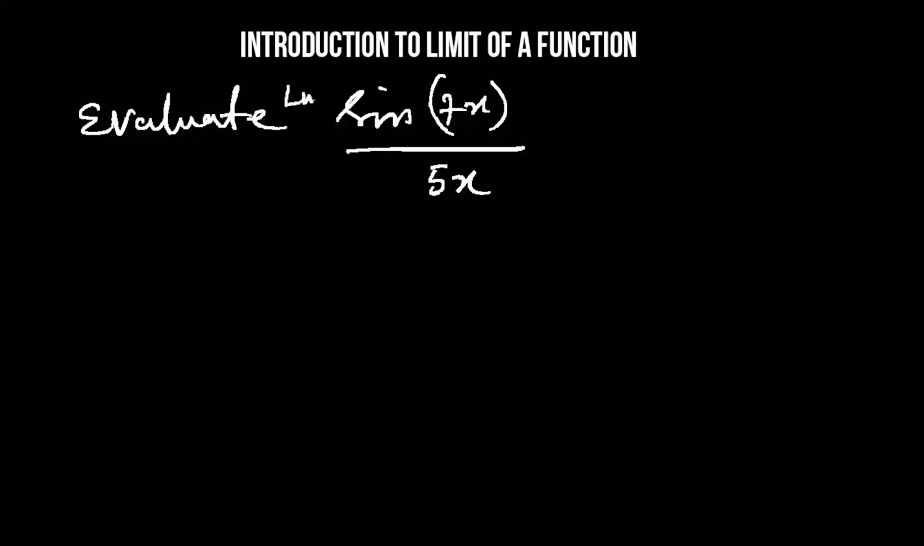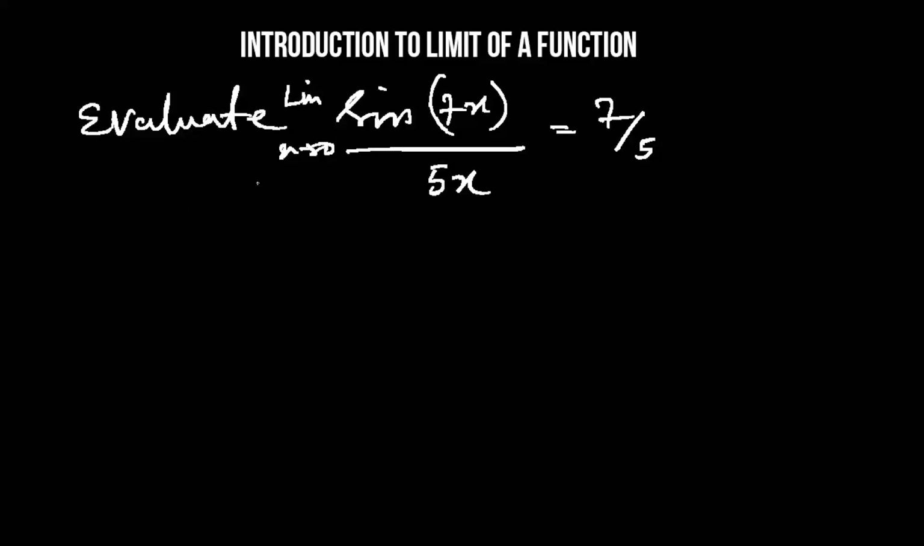Limits supposed to be here. Evaluate the limit of sine 7x divided by 5x as x tends to 0. Now, as a JAMBite, obviously, pause the video and just tell me the answer directly without even solving. Thank you. Correct. That's 7/5. How do we get 7/5?